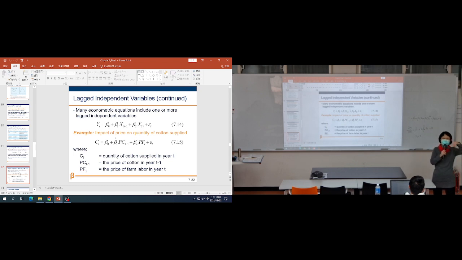But in fact, the price goes down. So it affects all the farmers. Therefore, we have the regression like this, and this is called lagged independent variables. Okay, let's take a break.